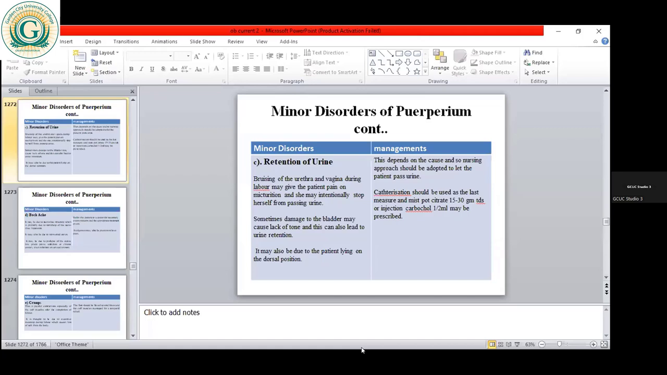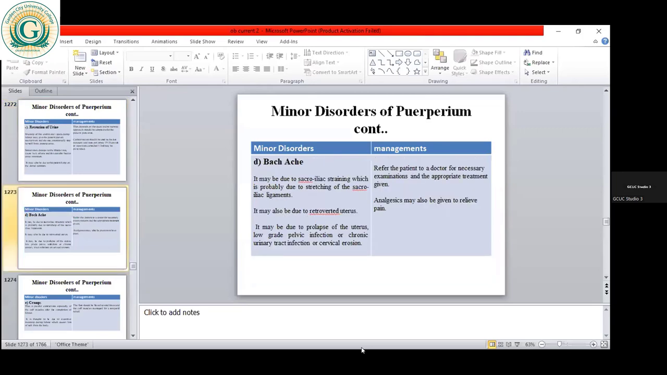There are two issues here. Urine retention may come from the mother herself, because when she is urinating, she gets the pain, she will stop. There will be damage to the bladder if proper delivery method is not adopted. So sometimes the dorsal position of the mother may not allow her to urinate. So management will depend upon the cause of the retention of urine. Measures should be adopted to let the patient pass urine. Sometimes they do catheterization, they pass a catheter so that they take the urine out of the woman's bladder.